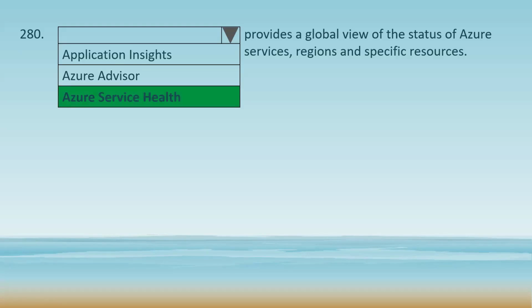It helps you stay informed and up to date about the health and availability of Azure services and regions that your applications depend on. It provides real-time status updates, historical information, and proactive notifications about service incidents and planned maintenance events. This allows you to better manage and optimize the performance and reliability of your Azure services and applications. So friends, I hope you now understand why Azure Service Health has been chosen as the correct answer here. If you still have any doubts, please post them in the comments section.